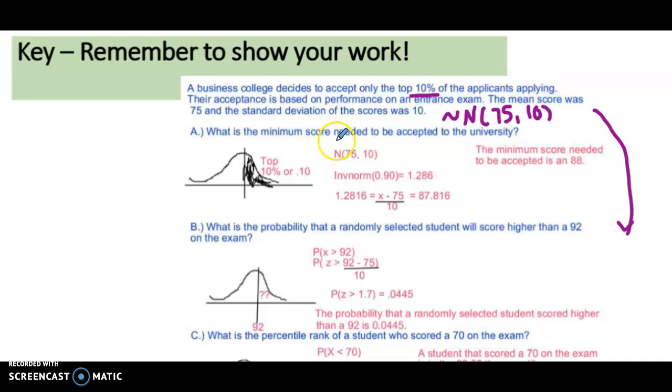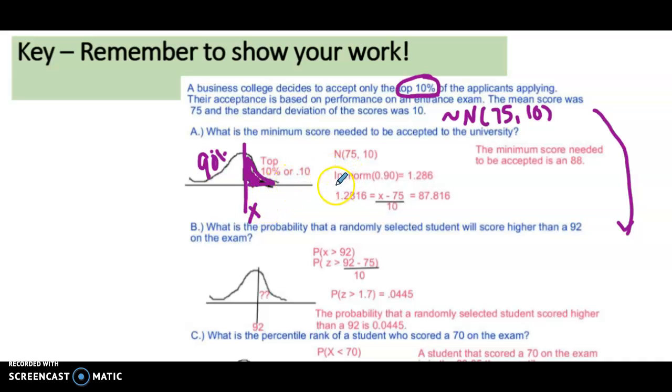It says that the top 10% are accepted at the university. So if we draw a line on my normal curve, the top 10% here are the only people getting accepted, and the 90% below it are not, okay? So we want to find what this minimum score is. Remember, the first thing we have to do is figure out what that z-score is.